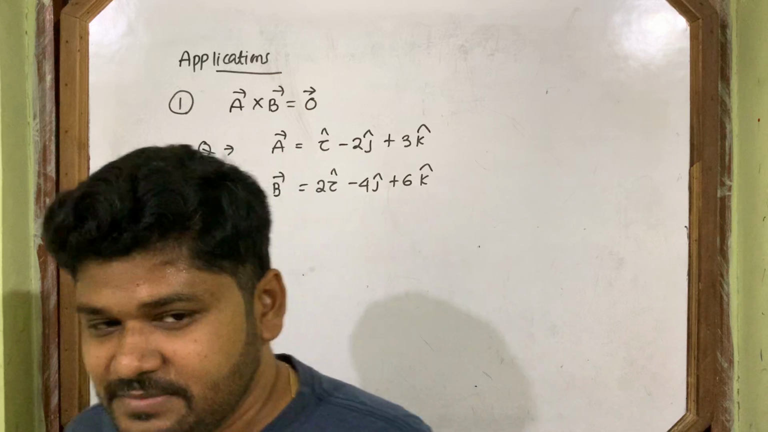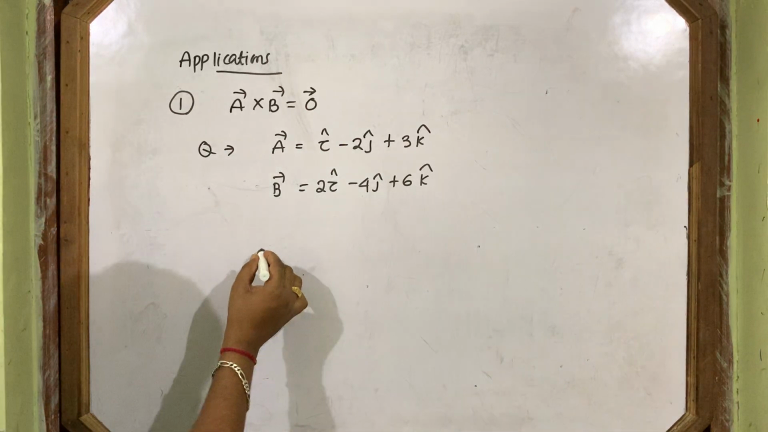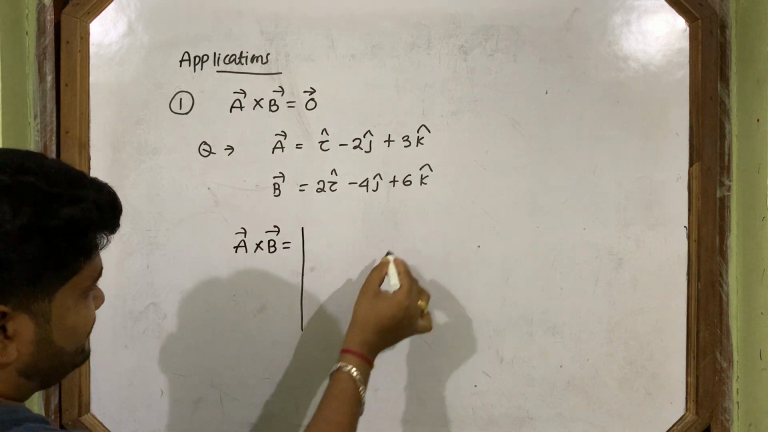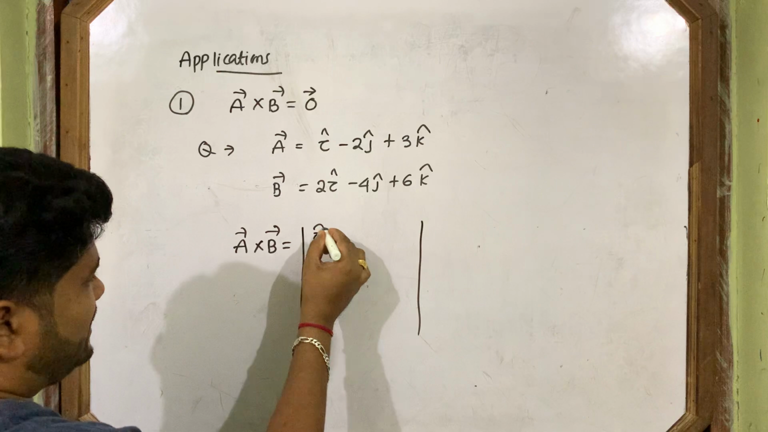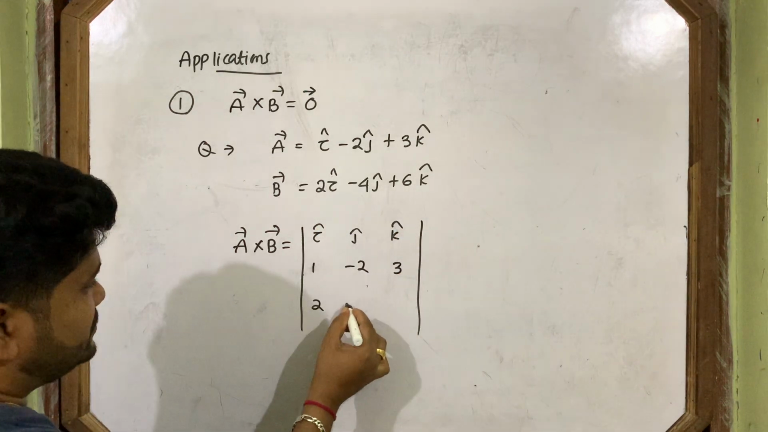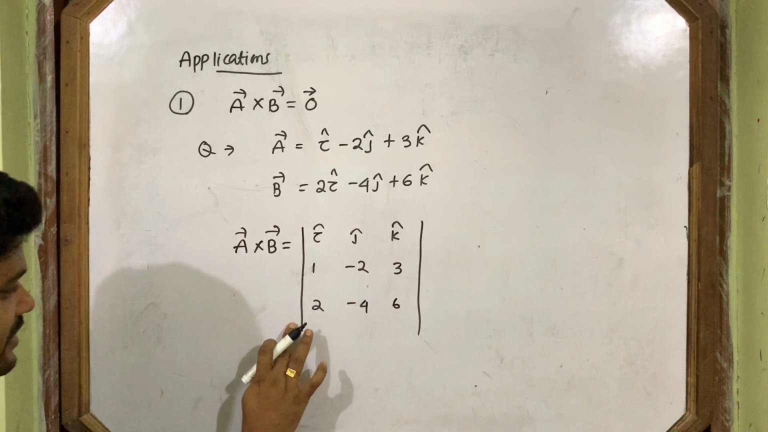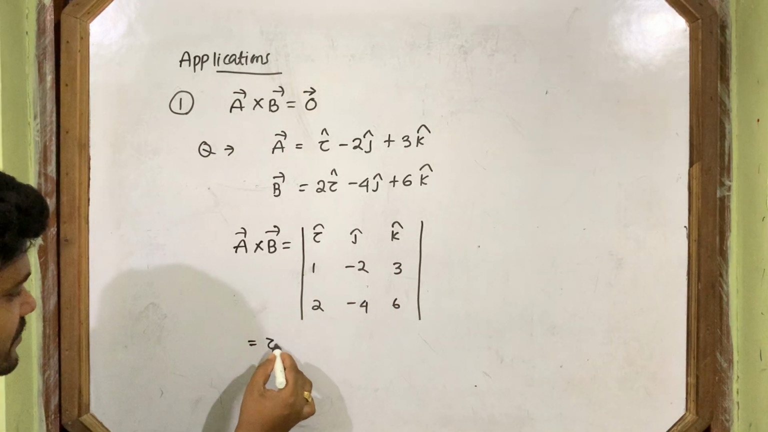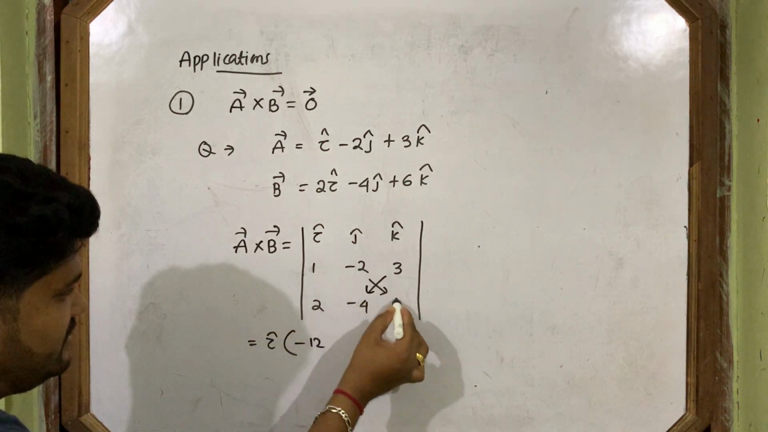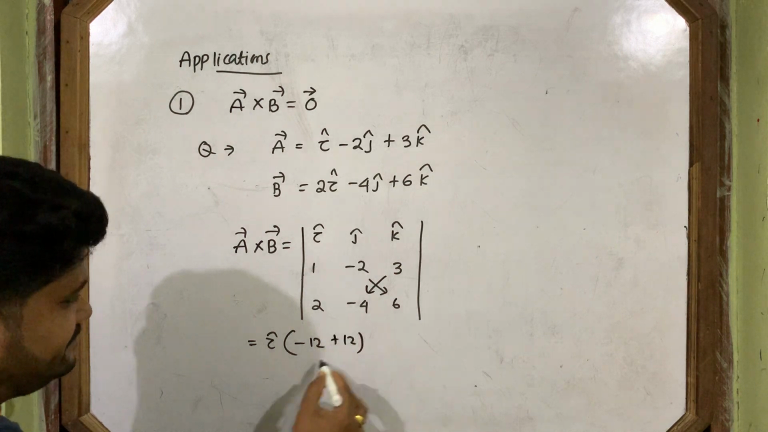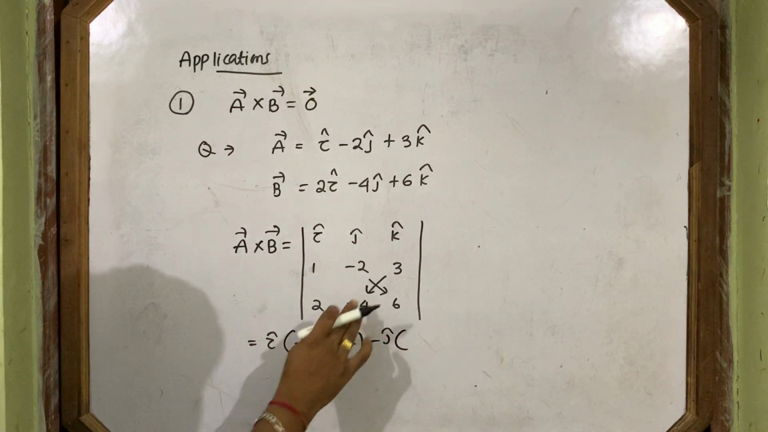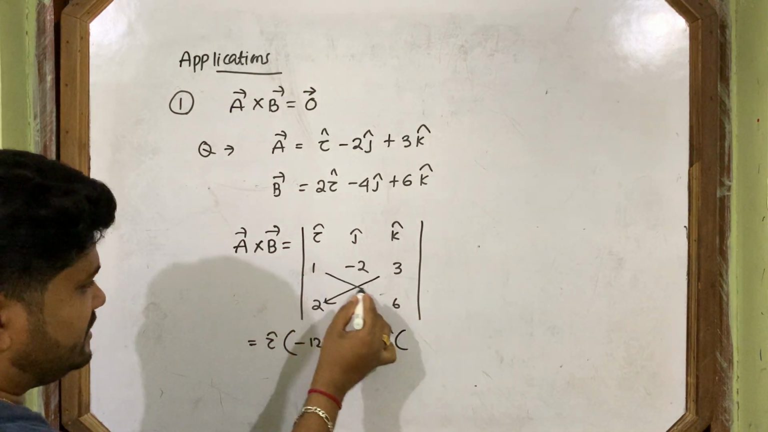Okay, so I am telling you the answer. You have to find out the cross product, A vector cross B vector, by determinant method again: i cap, j cap, k cap, 1, minus 2, 3, and 2, minus 4, 6. Then it is equal to i cap, this to this, this to this. This is minus 12, so this is plus 12, 3 into 4, this is plus 12.